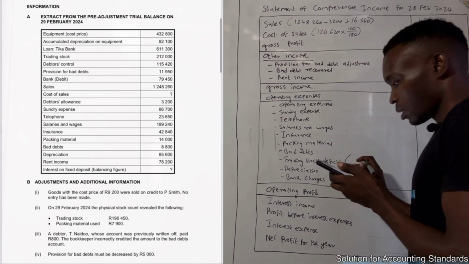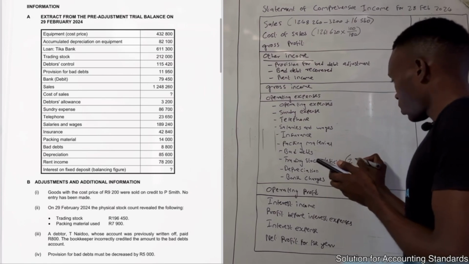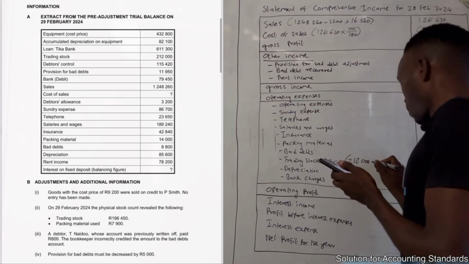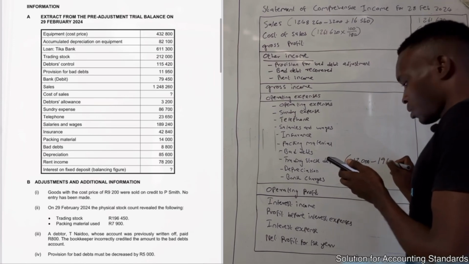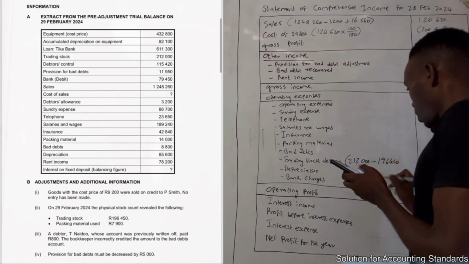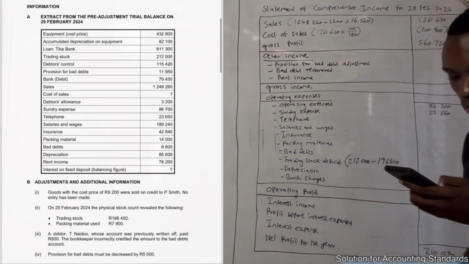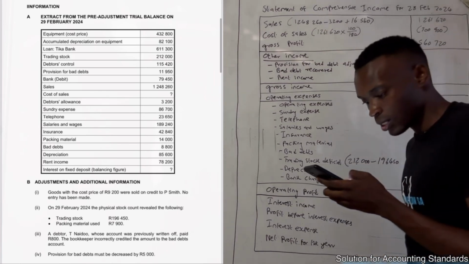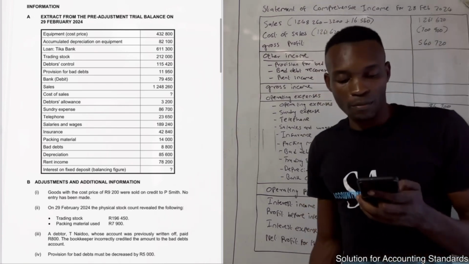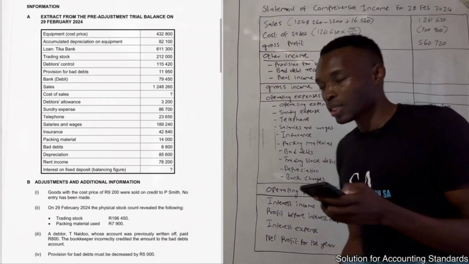Opening is not 196, guys. Closing opening is 12,000 minus closing of 196,450. You must also remember to subtract the stock which was sold using the cost price from the Roman figure number 1. It was 9,200.